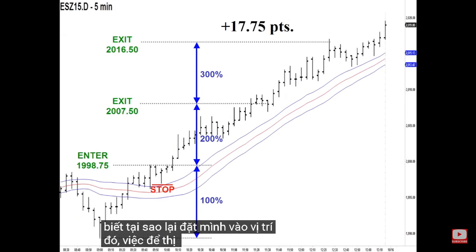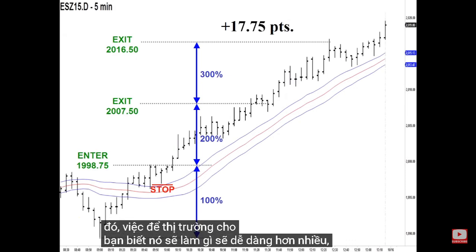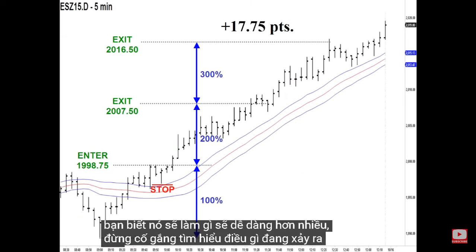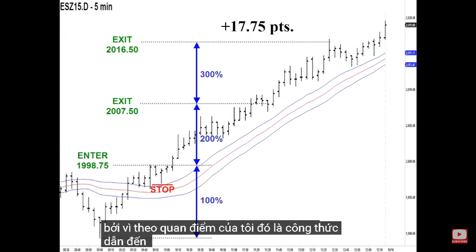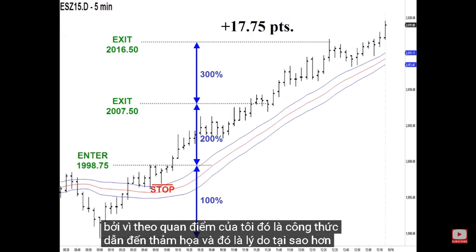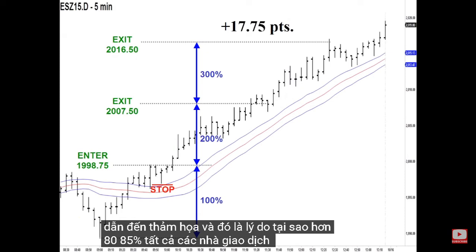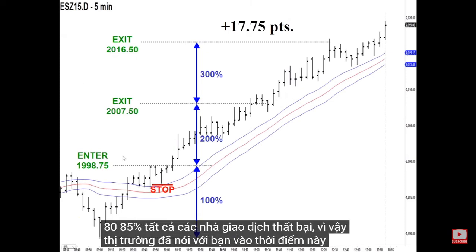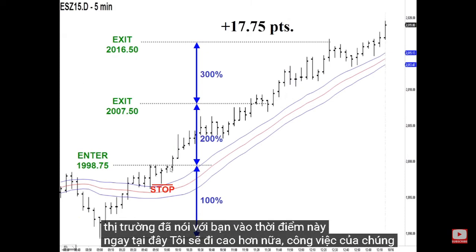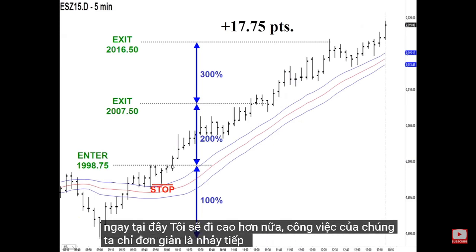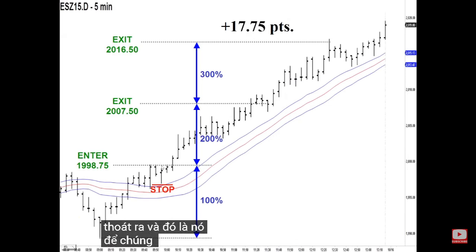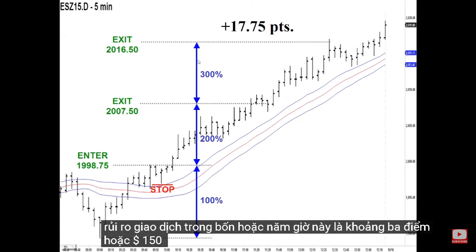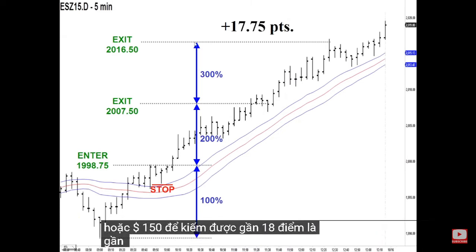It's much easier to let the market tell you what it's going to do, all right? Don't try to figure out what's going on with news or with tons of indicators, because in my opinion that is a recipe for disaster, and that is why upwards of 80–85% of all traders fail. The market was telling you, at this point right here, I'm going to go higher. Our job is simply to jump on board, add a little structure to tell us when to get out, and that's it. So in this 4 or 5 hour trade, we would have risked about 3 points or $150 to make nearly 18 points or nearly $900.